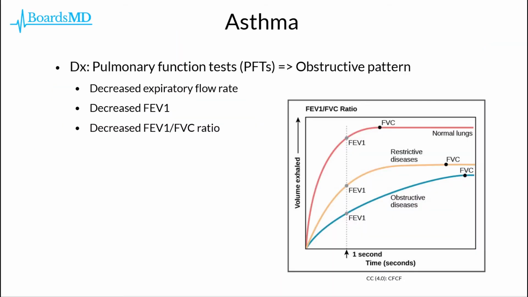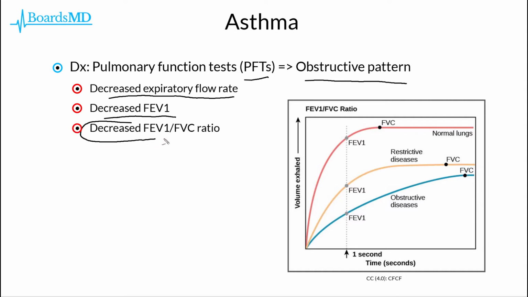Consistent with the fact that asthma is an obstructive lung disease, when we perform pulmonary function tests or PFTs, our asthmatic patients are going to have an obstructive pattern, namely that they will have a decrease in their expiratory flow rate, a decrease in their FEV1, and the FEV1 decrease will be more pronounced than the decrease in their forced vital capacity or FVC, thus resulting in a decreased FEV1 to FVC ratio.